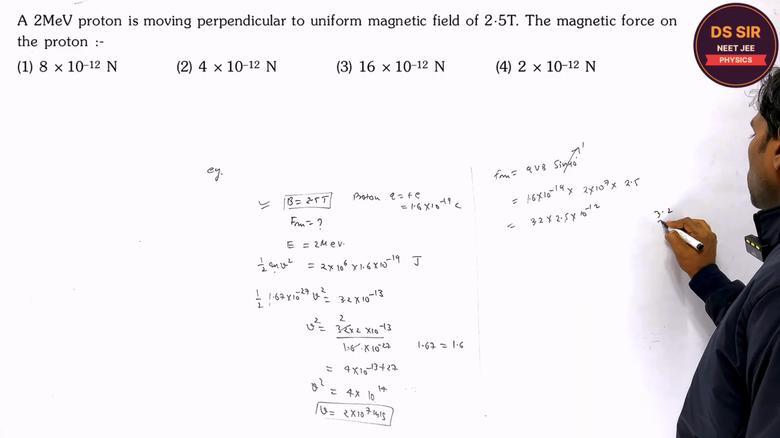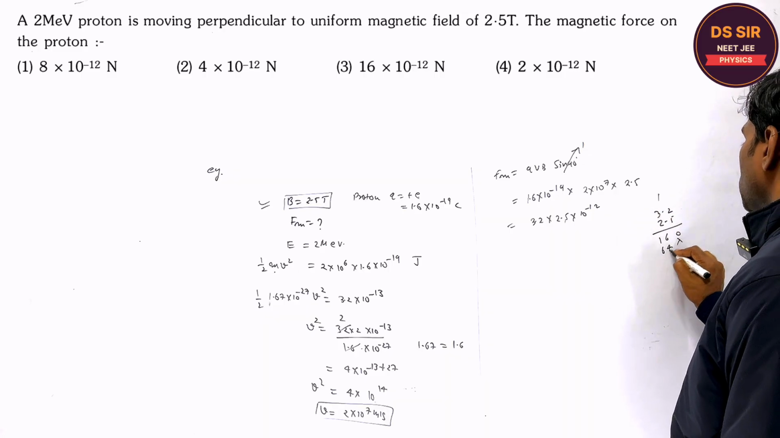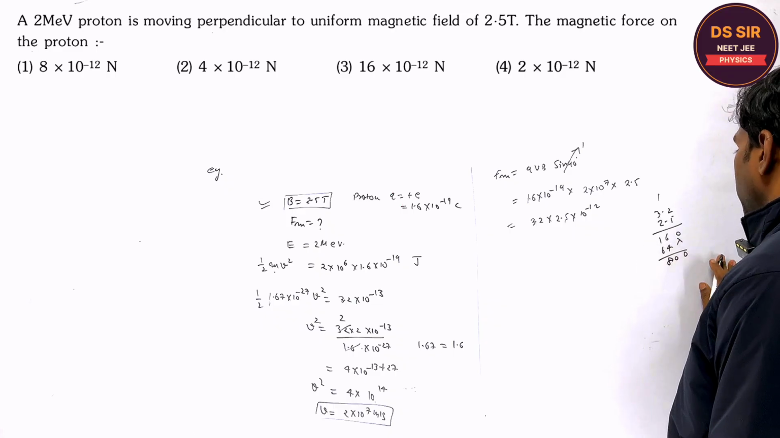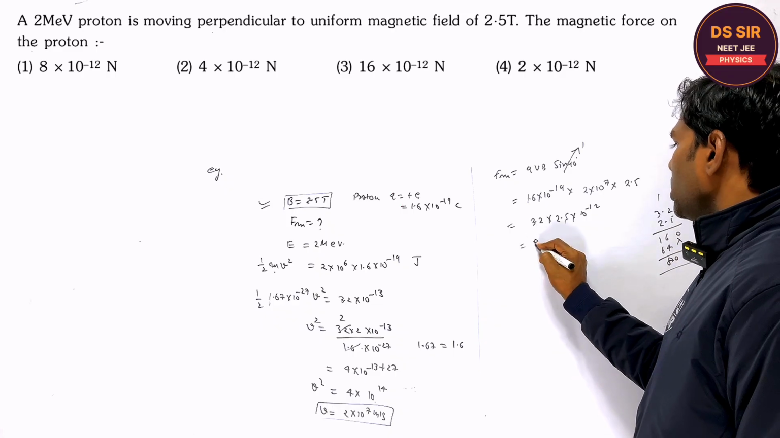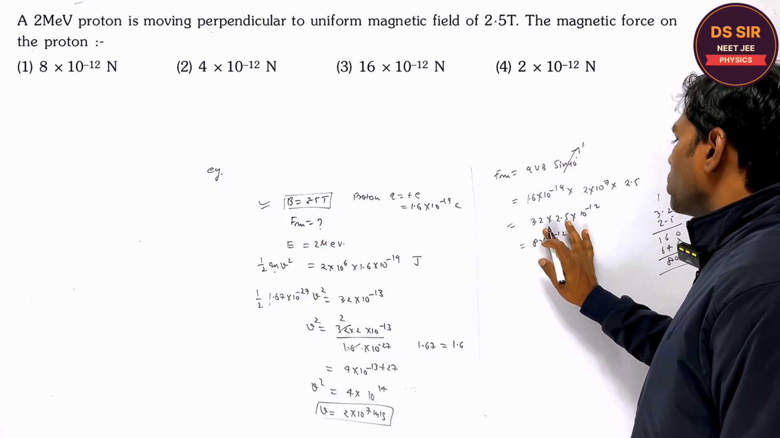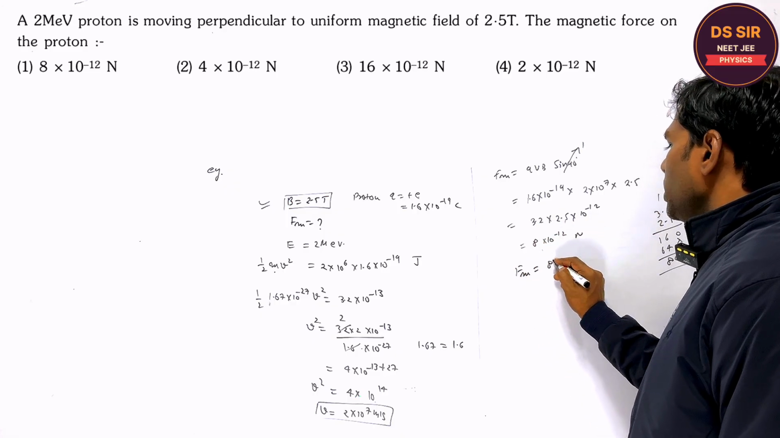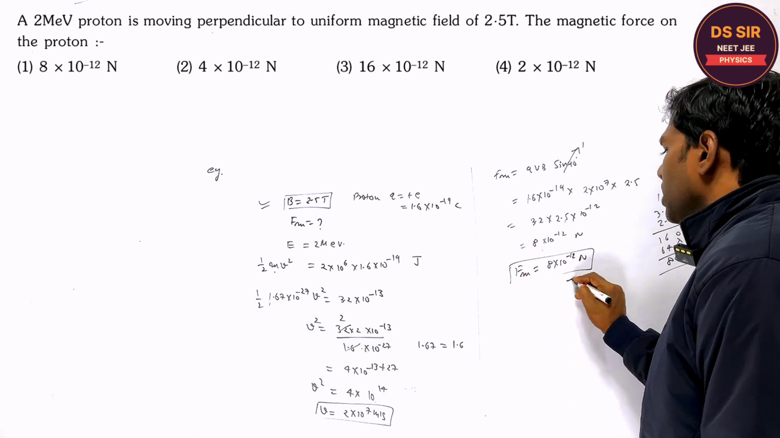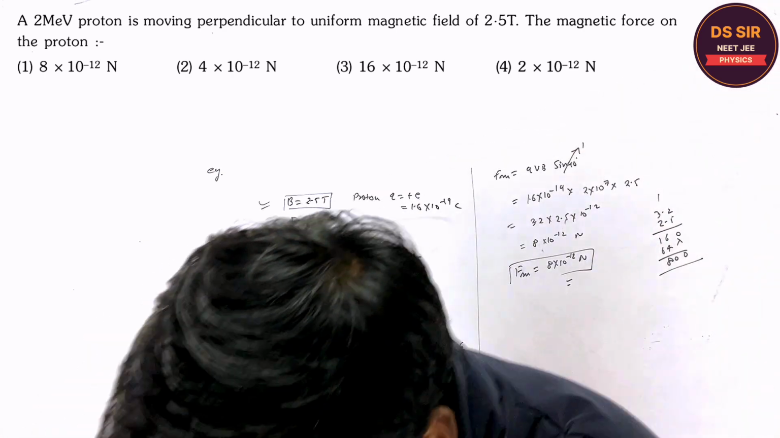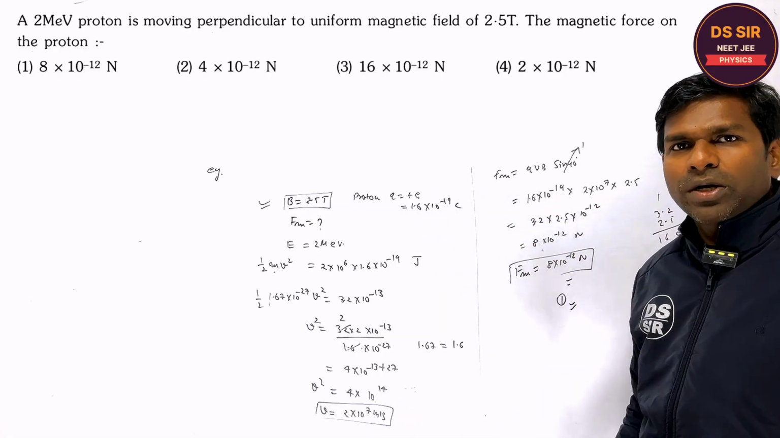Now 3.2 and 2.5: 5 twos are 10, 5 ones are 5... so this is 8 into 10 raised to minus 12 Newton. Right. So the magnetic force comes out to be 8 into 10 to the power minus 12 Newton, which is the correct answer. So which option is the correct option? The first option is the correct option, right?